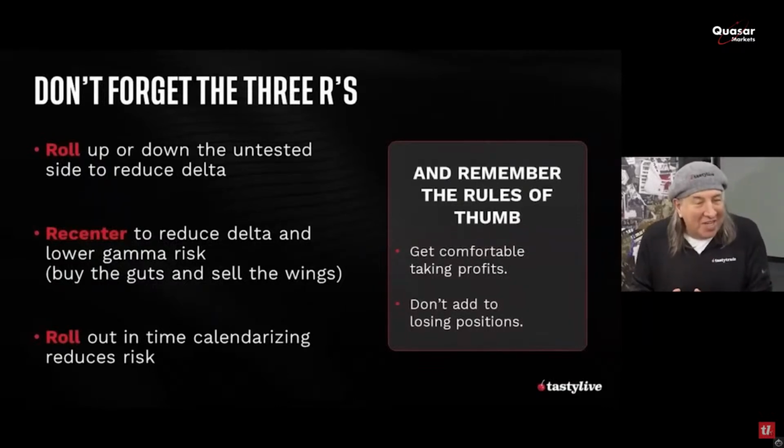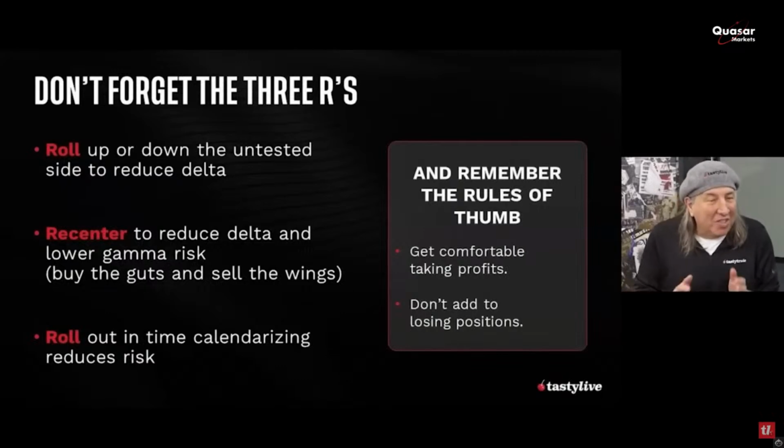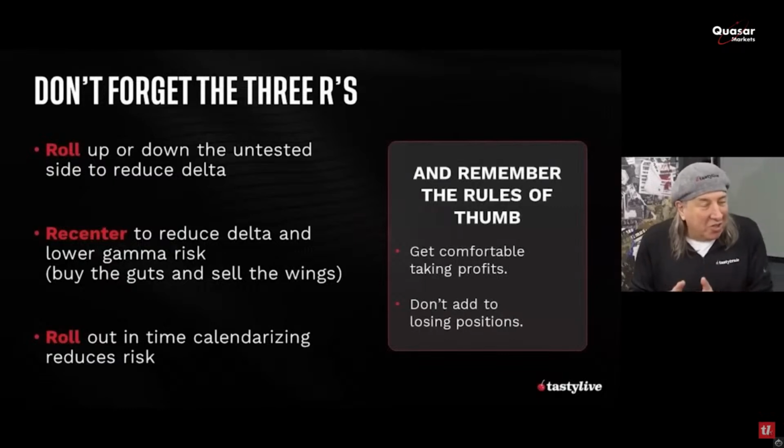The tested side is the side that's being challenged, that's creating the deltas, but you're not going to touch that. You're only going to touch the untested side. If we're going down and you're picking up too many long deltas, you're going to take your call side and roll your call side down. We call that rolling down.